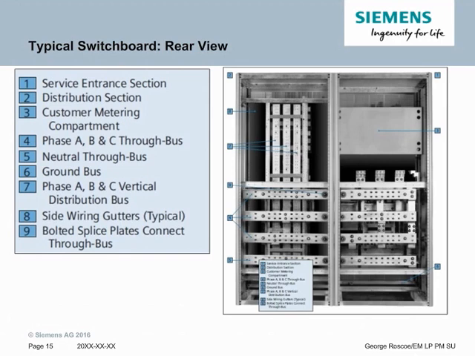And then item 4, which is the top 3 through buses, are the phase A, B, C through bus. And then item 5 is the neutral bus, which is at the bottom. You can also see the ground bus is running towards the front of the gear, item 6. And then if you look, you can also see in the distribution section the 3 phase buses there. You can also see where the side wiring goes and the bolted splice plates, which are in the middle between the 2 sections.